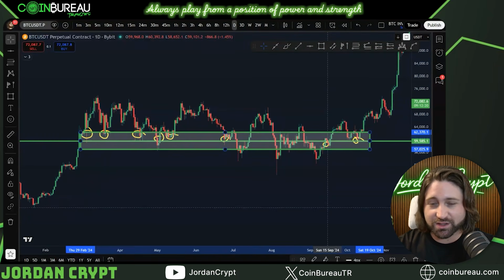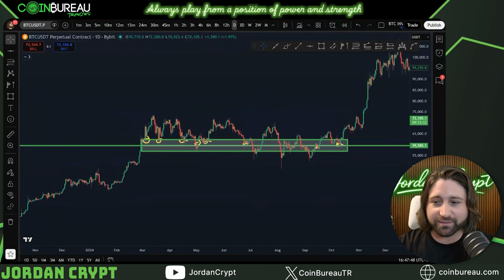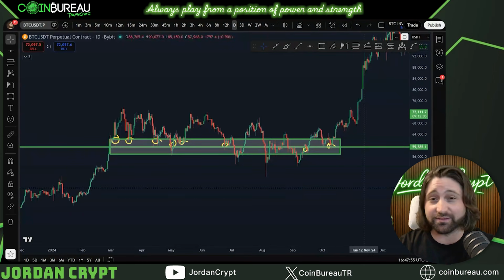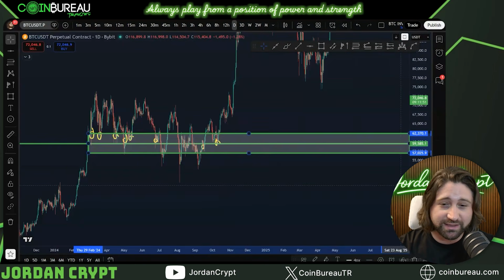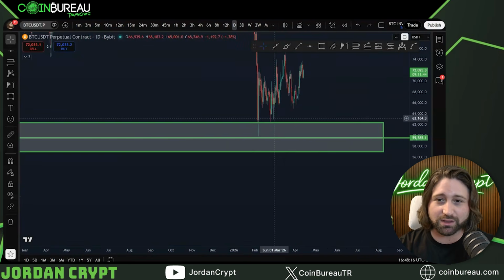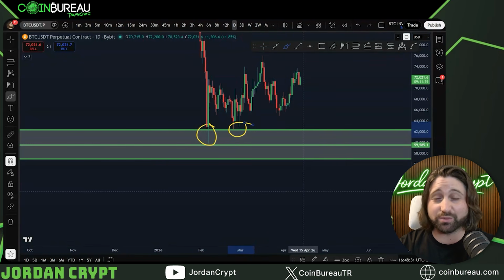This is where it does start to get slightly more complicated, but it is very useful and effective in terms of finding nice entries and exits to be able to understand these levels as zones. And moving forward in time on this chart, we can see just how important that zone was, as it allowed for some beautiful sniper entry longs on recent price action.